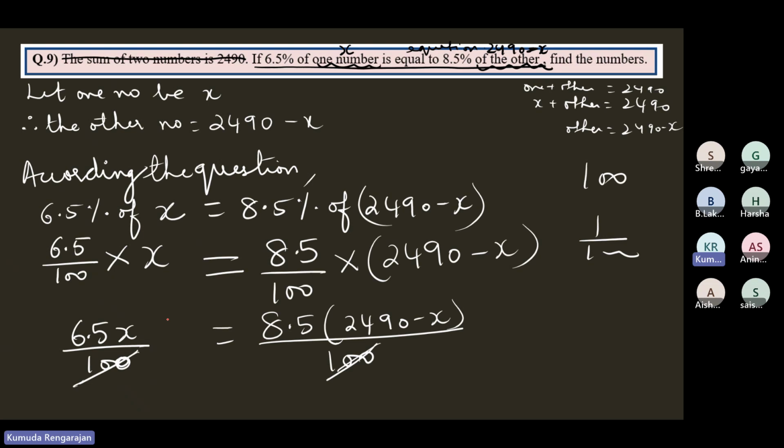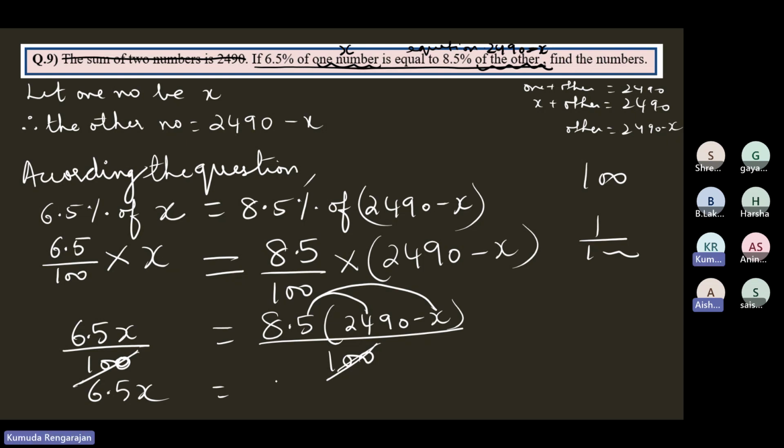What after this, children? Aishwarya, yes, I'm sorry. Aishwarya, please continue. So 6.5x, this is what you said is equal to, please continue. Yes, ma'am. So I said 6.5x is equal to 8.5 multiplied by 2490 minus x. No, it will be minus 8.5x. 8.5 has to be multiplied with every term inside the bracket. 8.5 into 2490 minus 8.5 into x.